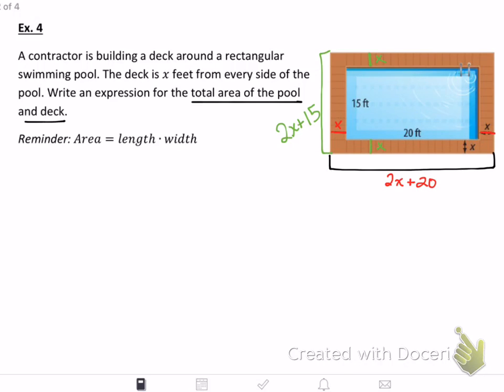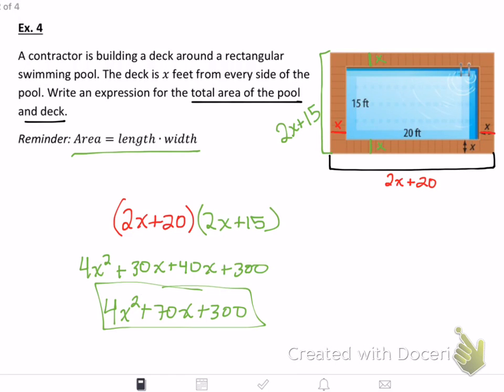And so that works out nicely because we know that the area formula for a rectangle is length times width. And so my length is 2x plus 20 times the width 2x plus 15. So there's my problem, and since it's two binomials, you can use the FOIL method. So why don't you go ahead, take a minute, and figure out this expression once you simplify it. We end up with that simplified expression after we multiply using FOIL.